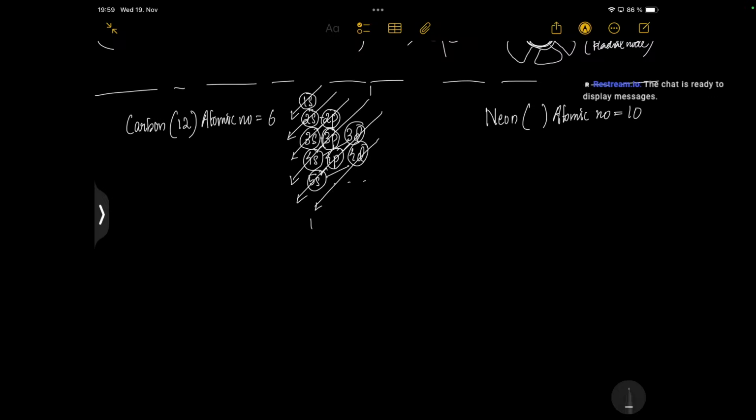How does it look? Let's just write 1s, 2s, 2p, 3s, 3p, 4s, 3d.